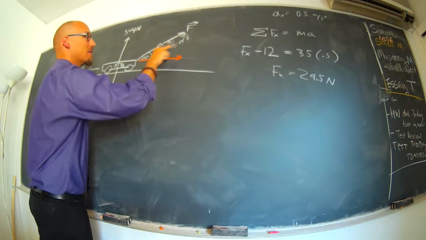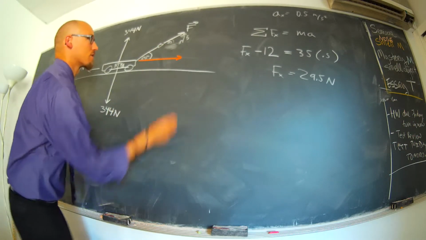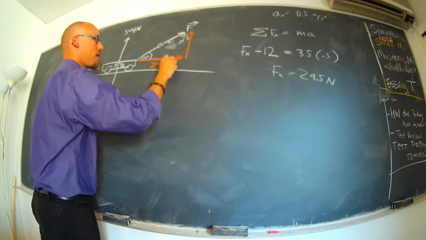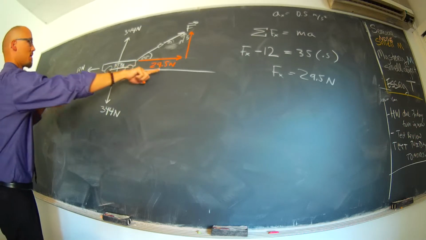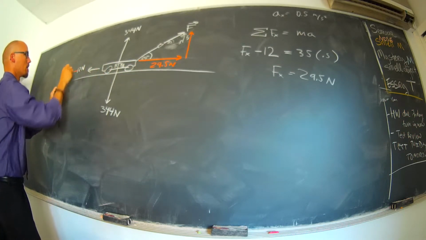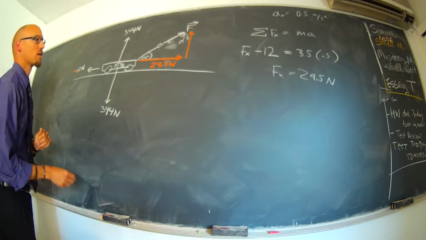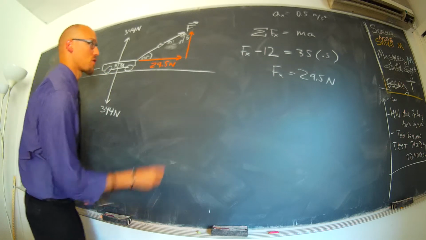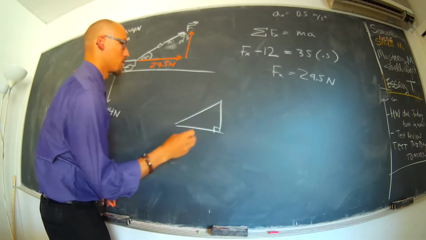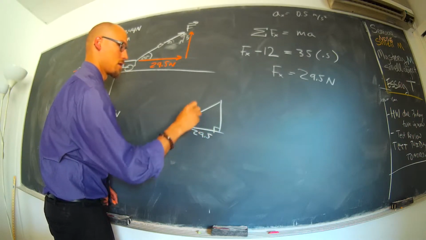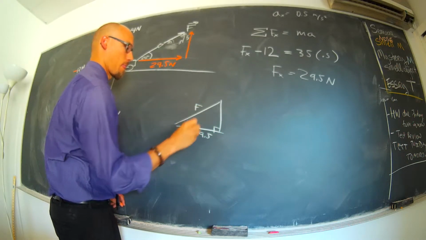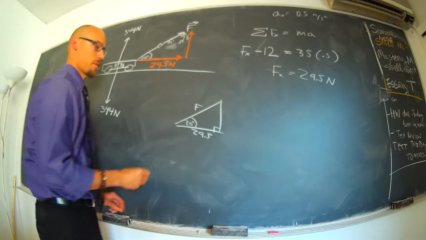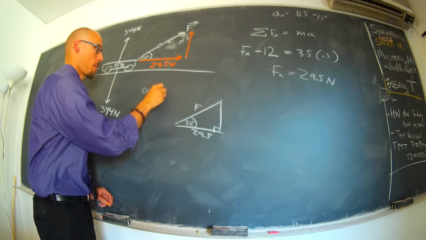So for the bottom of this thing, we could do this for fun. We could say this is 29.5 newtons pulling in the x direction, such that the net force works out and creates an acceleration of 0.5 meters per second squared. We know this angle is 20. If I gave you a right triangle, we could do cosine. Yeah, so cosine 20 equals 29.5 over that.